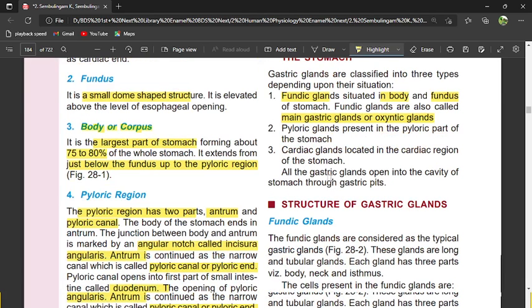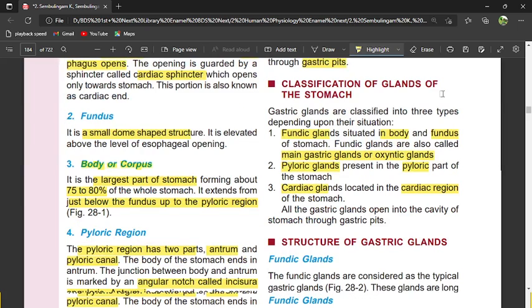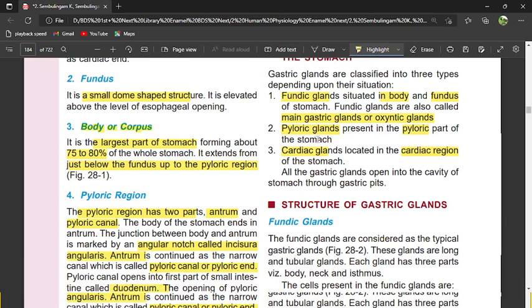Okay. Next is the pyloric gland. What do we call the glands living in the pyloric region? Pyloric gland, right? Next is the cardiac gland. They are located in the cardiac region of your stomach. Okay, so the oxyntic gland is also the main gastric gland, or the pyloric gland, right?